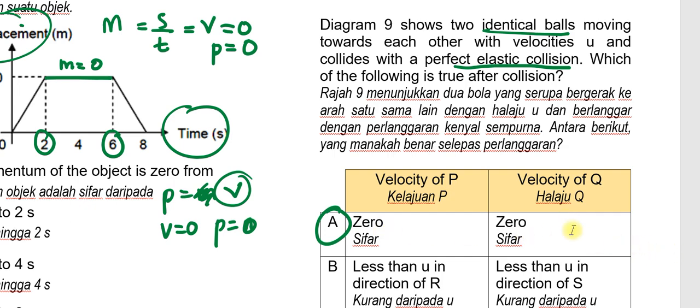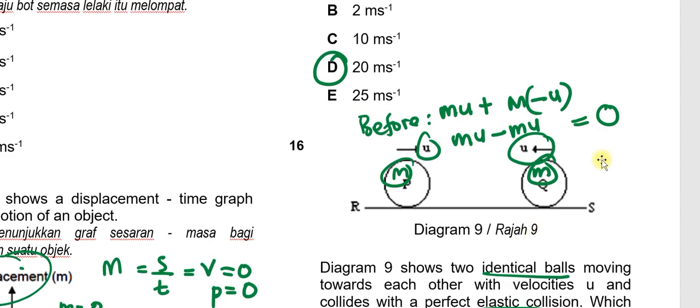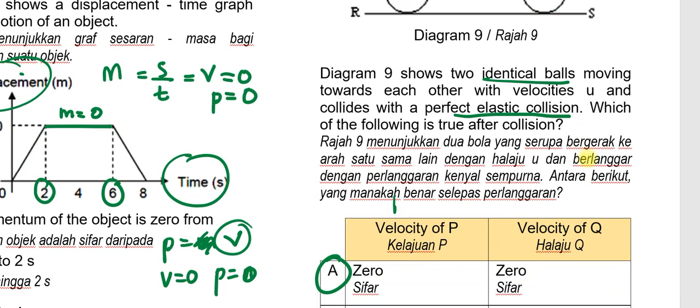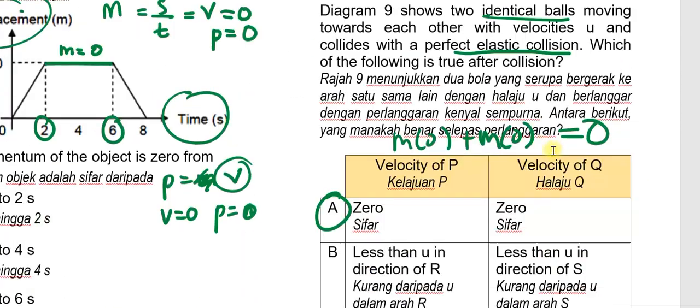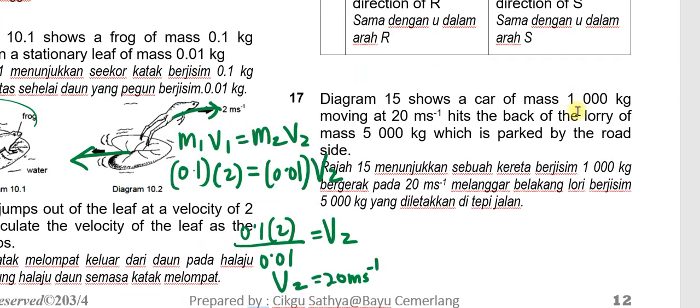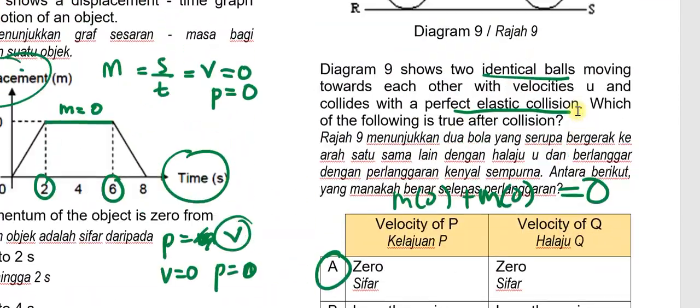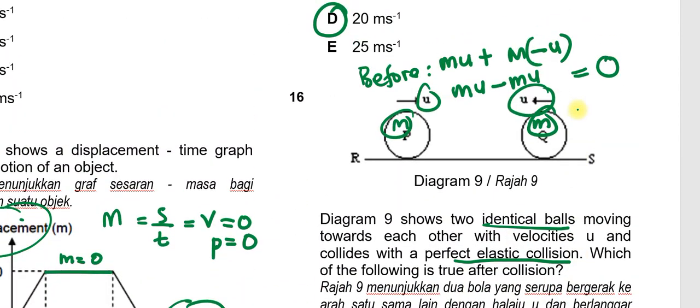If both also 0, it will create a 0 momentum. Okay? M times 0 plus M times 0. So, ikut dapat 0. Nampak tak? Perfect collision. Macam tu lah. Okay. I hope you understand. So, M1 U1 plus M2 U2. This one before collision. After collision, M1 V1 plus M2 V2.